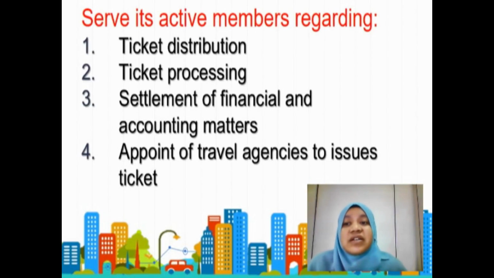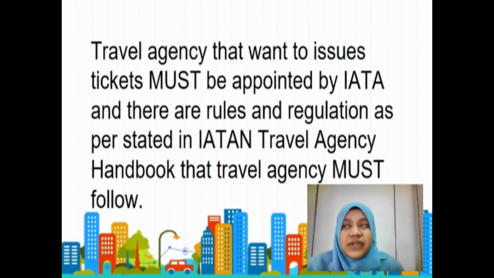Okay, it serves ticket distribution so that the travel agency can distribute the ticket. Second, the travel agency can process the ticket. And the third one, settlement of financial and accounting matters. And then appoint a travel agency to issue a ticket. This is the kind of services that they give to the travel agency. A travel agency in Malaysia that wants to issue a ticket must be appointed by IATA. So we must have the certificate first, and then we can issue tickets. And there are rules and regulation as stated in the IATAN Travel Agency Handbook that travel agencies must follow. So there are certain rules and regulation that we must follow.